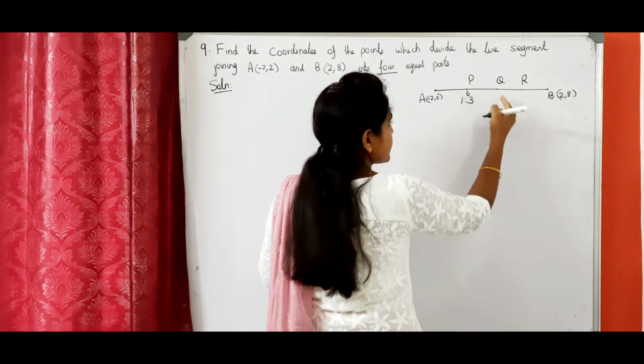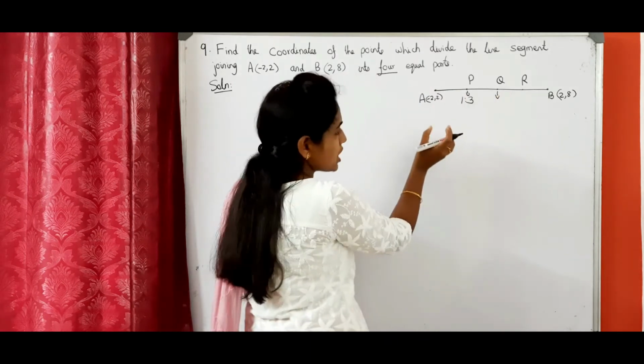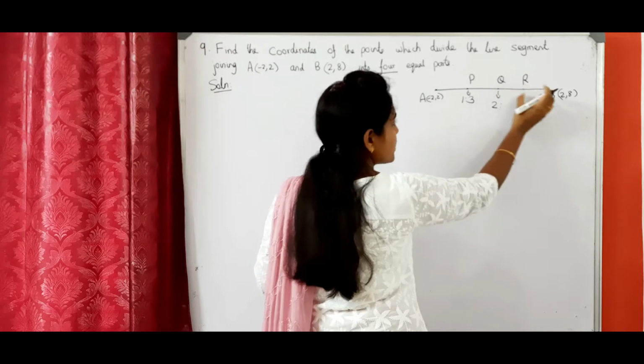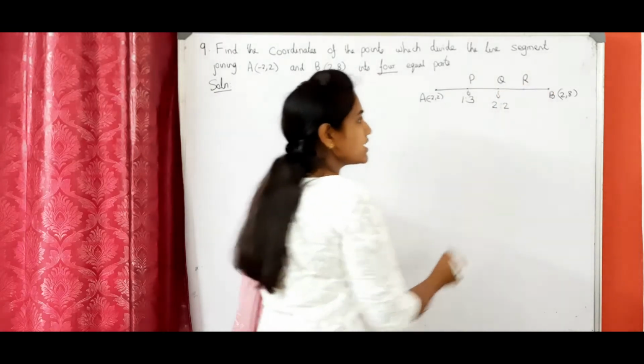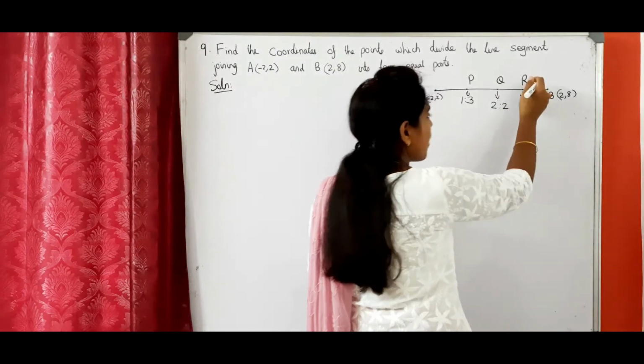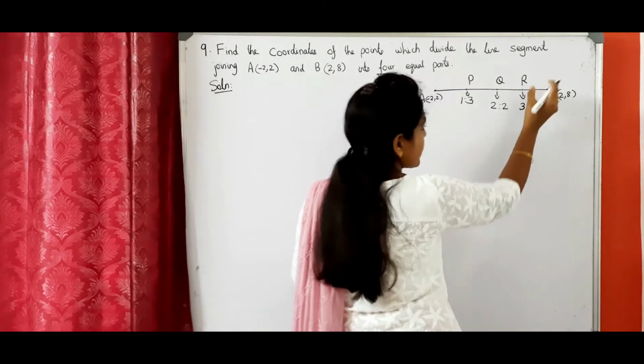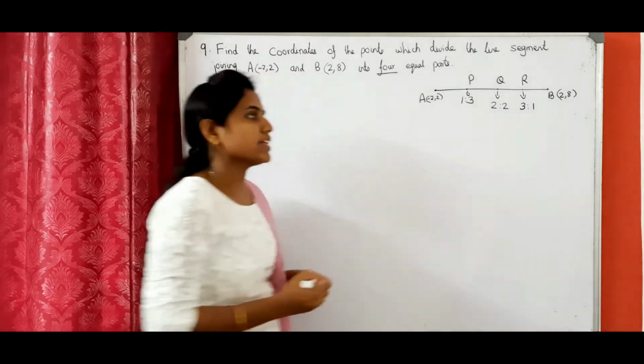How can we write the ratio of Q? First, how many equal parts? 1, 2. 2 is to the remaining 1, 2. So 2 is to 2. Next, how can we find the ratio of R? 1, 2, 3. 3 equal parts, the remaining is 1. Like that we need to find the ratio.